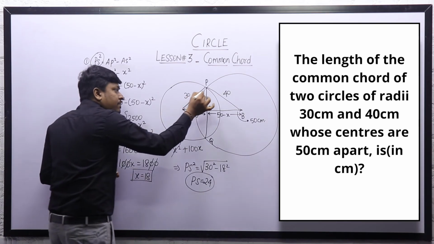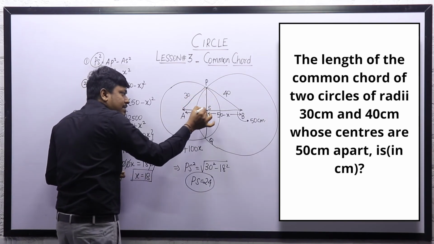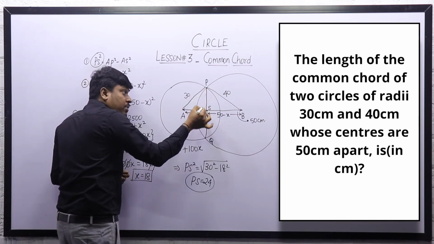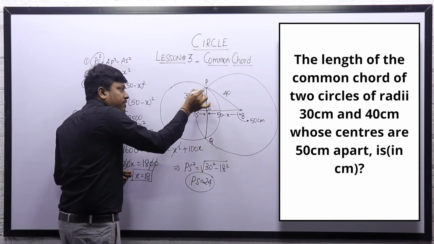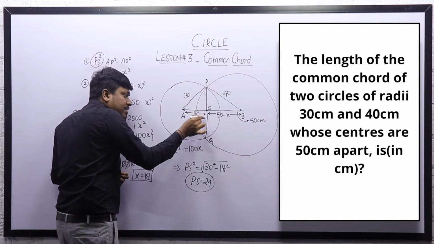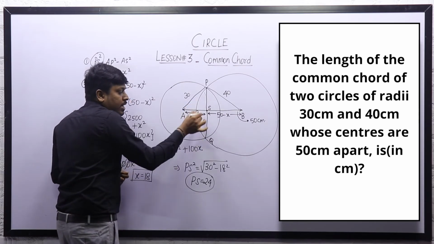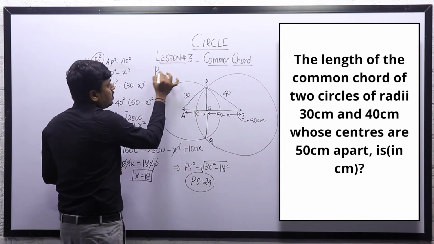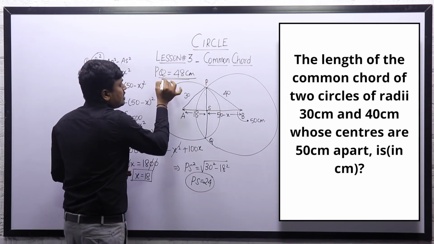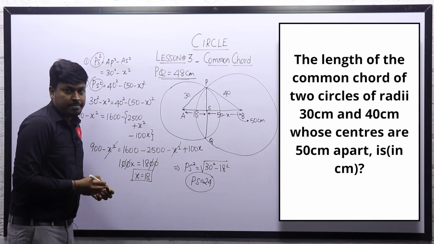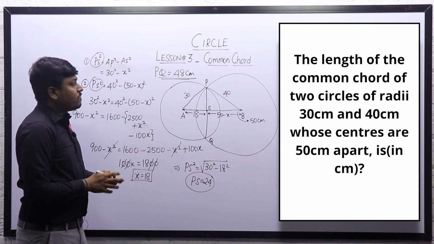Understood? So finally we found this distance, right? The PS distance is 24. But according to the question, our target is to find the complete length of the chord. So if this distance is 24, then this distance will be another 24. So 24 into 2 will be 48. So PQ will be 48 centimeter. So this will be the length of the chord. So this will be the answer of question number 3.